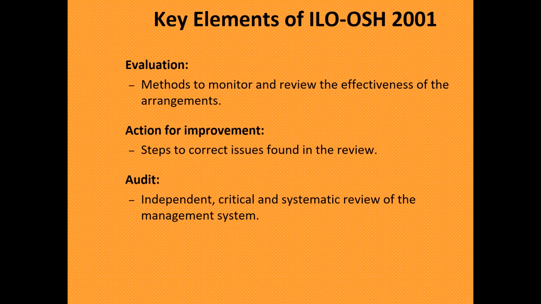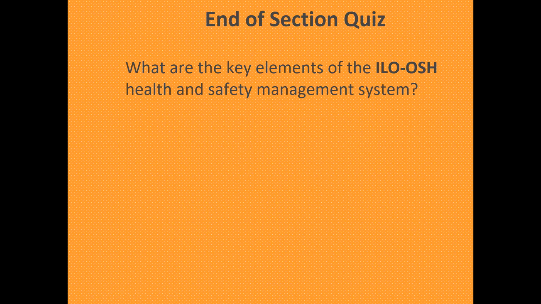Then action for improvement, I already explained the steps the organization is taking to improve the system. Audit is independent and critical evaluation. Audit is an independent and critical systematic review and evaluation of the management system, of how the organization is working. So what are the key elements? We have just discussed the key elements. So go through this, check it out, read them. It's interesting and easy. So I believe all of you will be good at this.